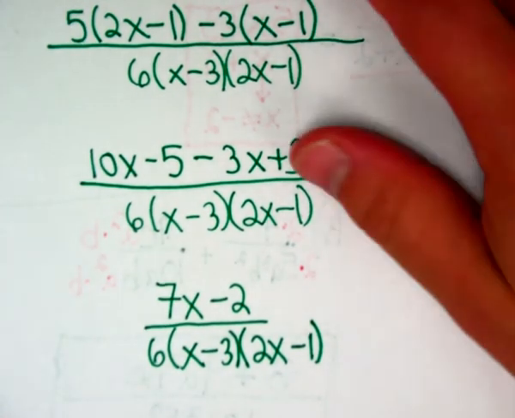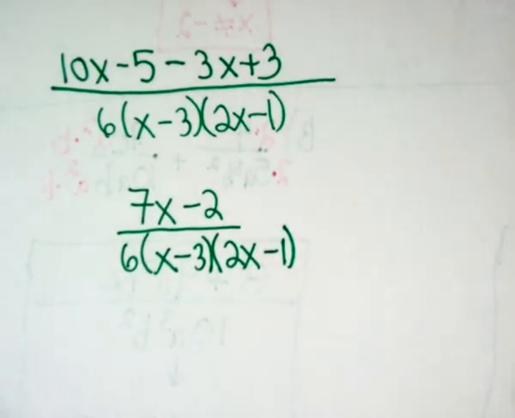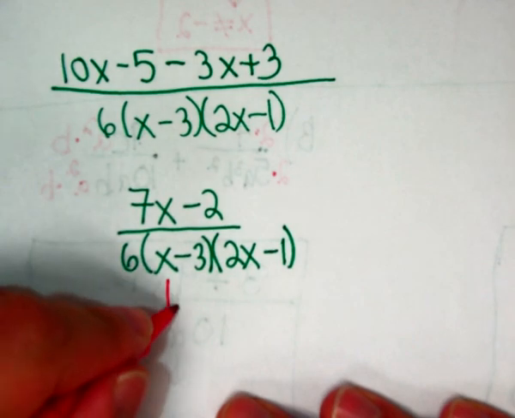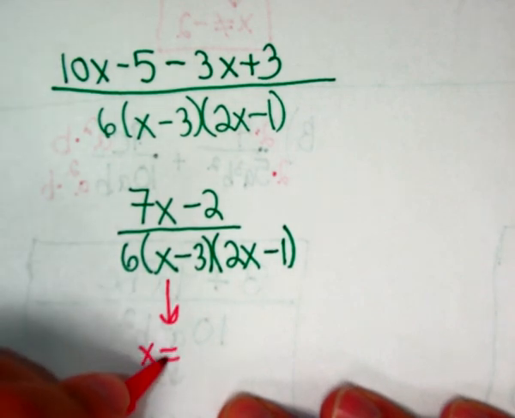Now, we've got a fraction, so let's talk about our domain restrictions on this. For this one, we get that x cannot equal 3.